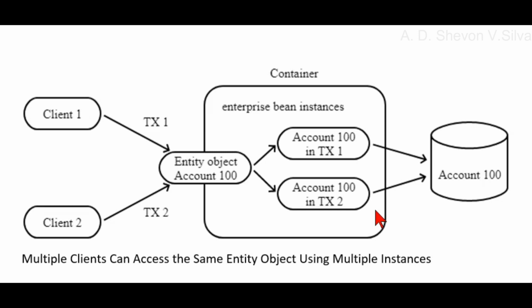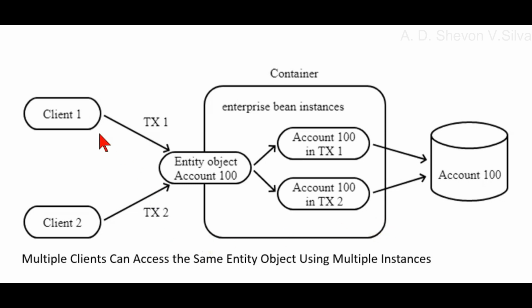So if the container uses an optimistic cache concurrency control strategy, the container will need to validate the state of the cache against the database at the transaction commit, which may result in a rollback of the transaction.